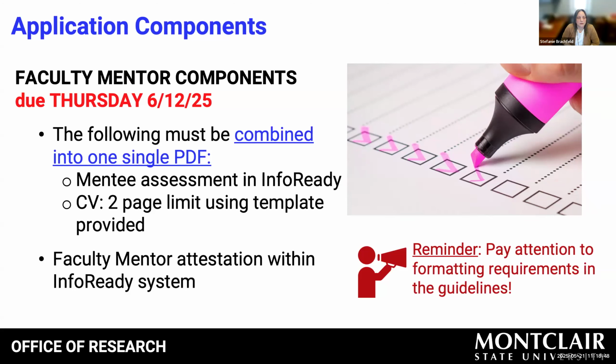All right. And then the faculty components. Again, there's a number of things that you're going to enter directly into the InfoReady platform, into the text boxes provided. Faculty, you will also upload your CV. And then there's a space for the mentor to enter their attestation saying, yes, my mentee meets the credit threshold. Yes, my mentee meets the good standing threshold. Okay. And faculty, your components are due 1 week later on June 12th.